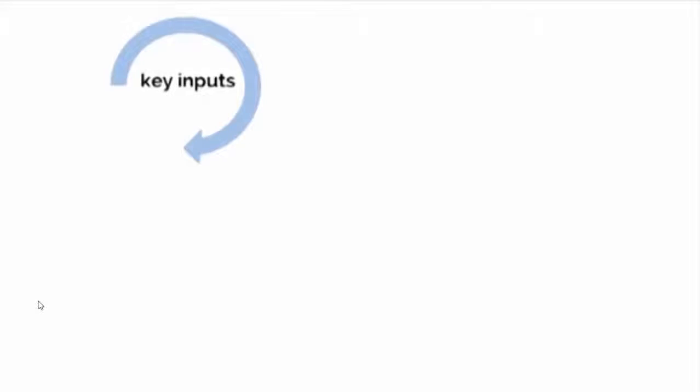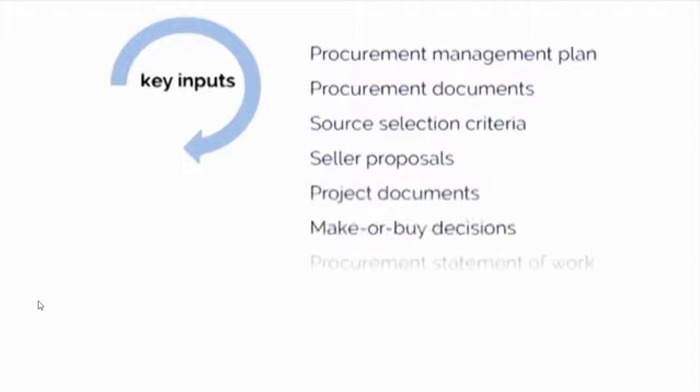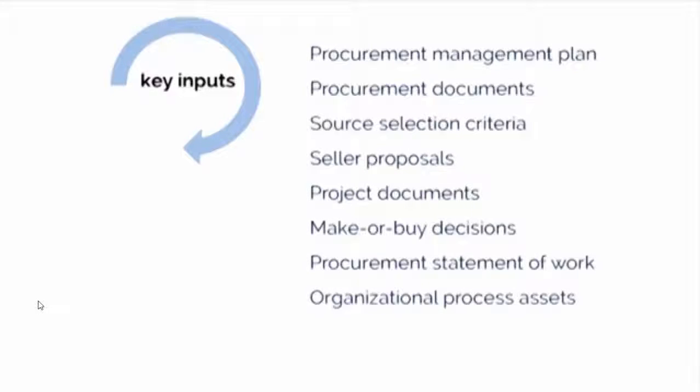The key inputs include the procurement management plan, which describes how the procurement processes will be managed from developing procurement documentation through contract closure. Procurement documents, source selection criteria, and seller proposals are also key inputs that are used by an evaluation team to review and then select one or more qualified sellers. Other necessary inputs include project documents, make or buy decisions, procurement statement of work, and organizational process assets.